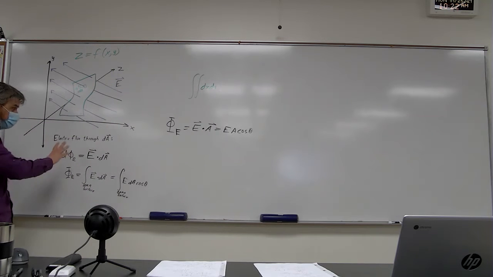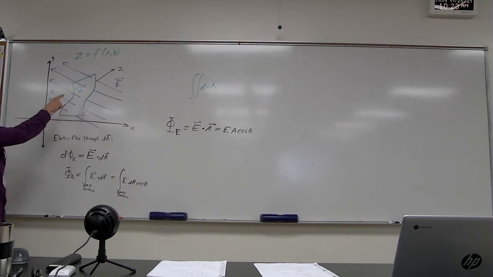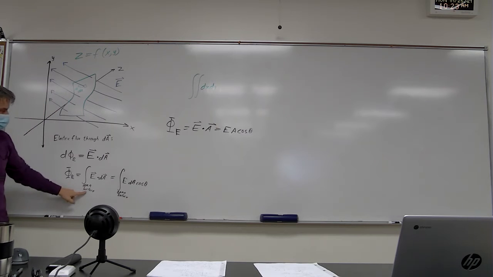Okay, so understand the concept of flux. It's just a measure of how many of these field lines, or the strength, the density of the electric field, that's actually passing through a surface. That concept is crucial to understand, but we're not going to be integrating over open surfaces. We're going to be integrating over closed surfaces, which, as you'll see, makes it a lot easier to deal with.